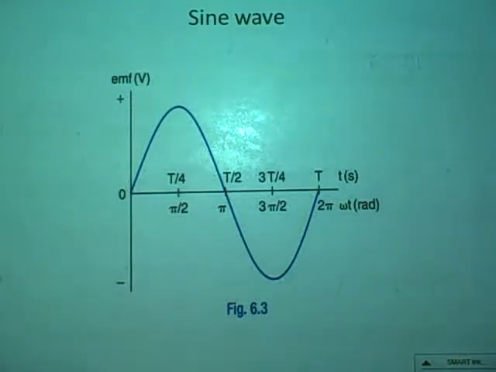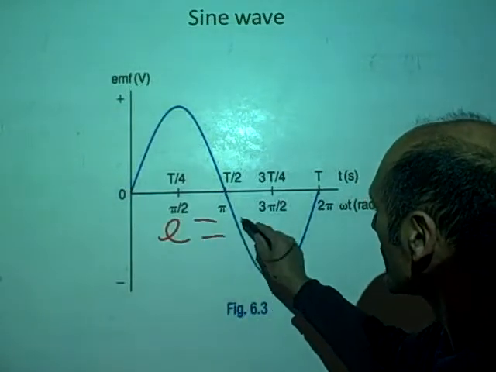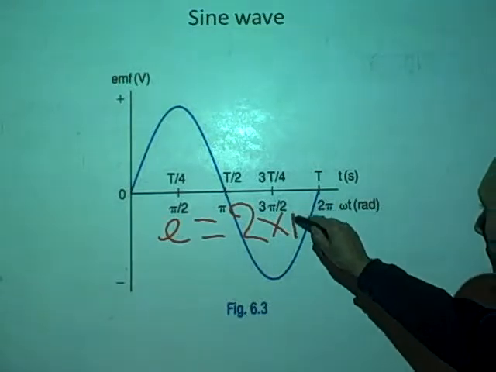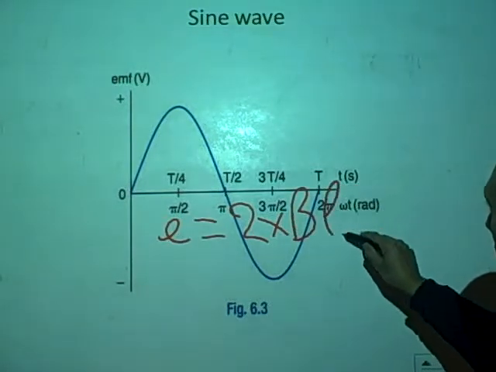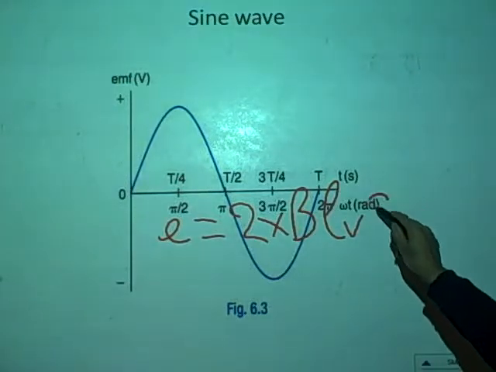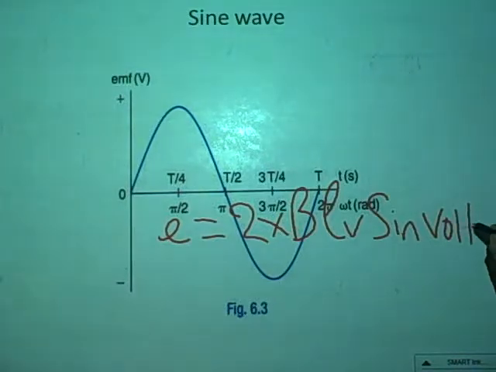Okay, Daniel should have identified that the formula that we used was E equals 2 times B L V sin, volt. That was a formula that you identified earlier on.